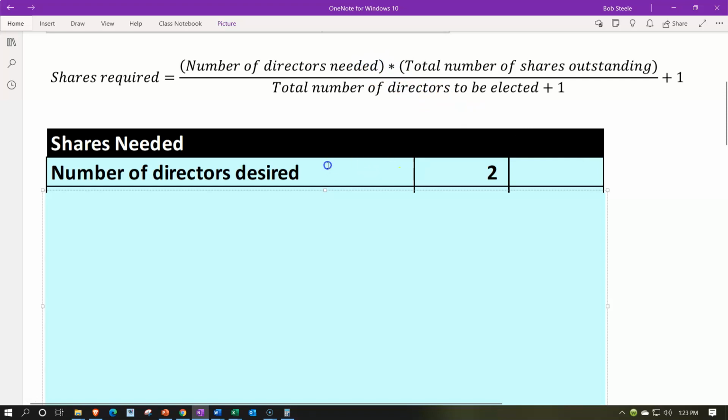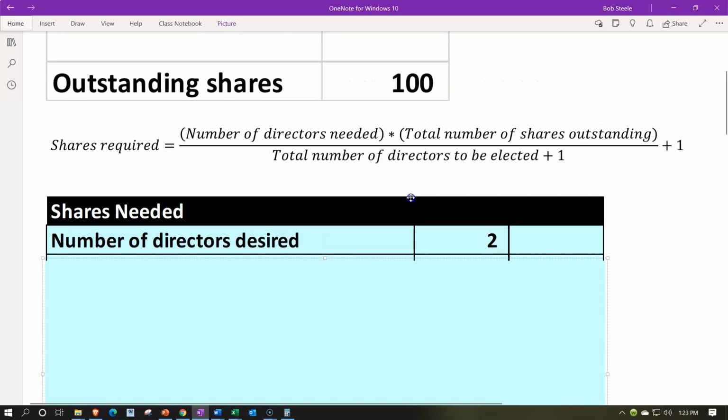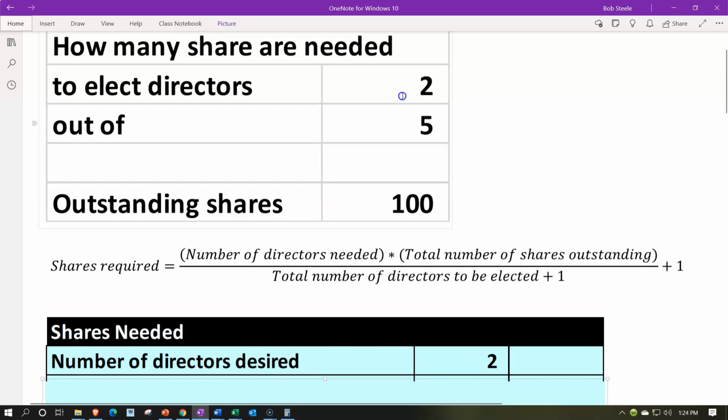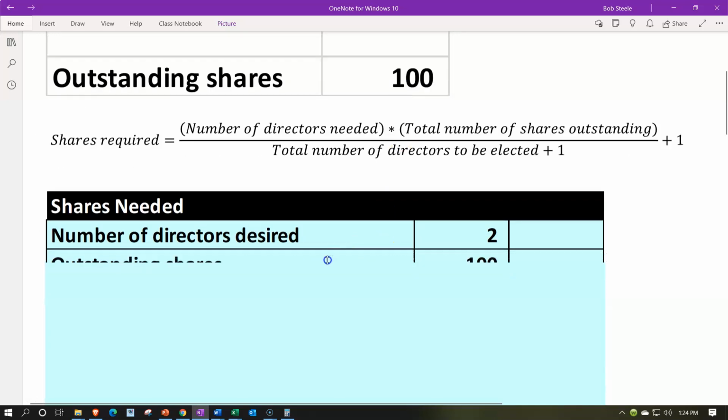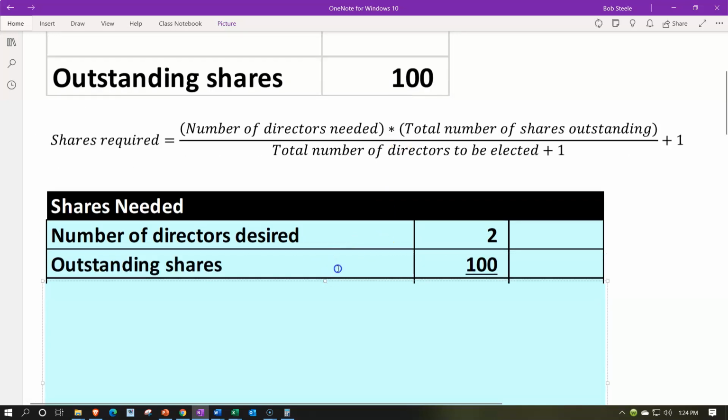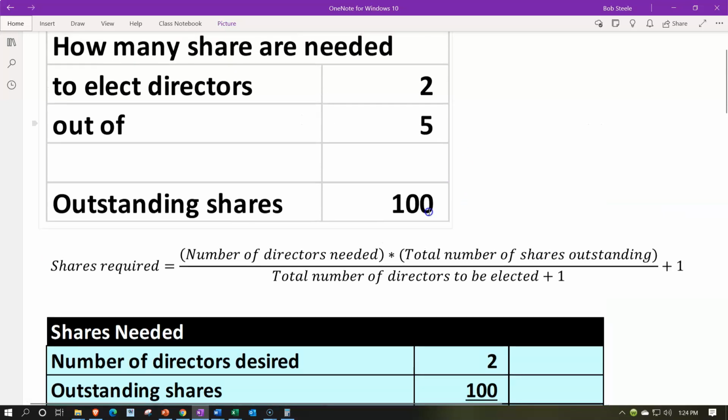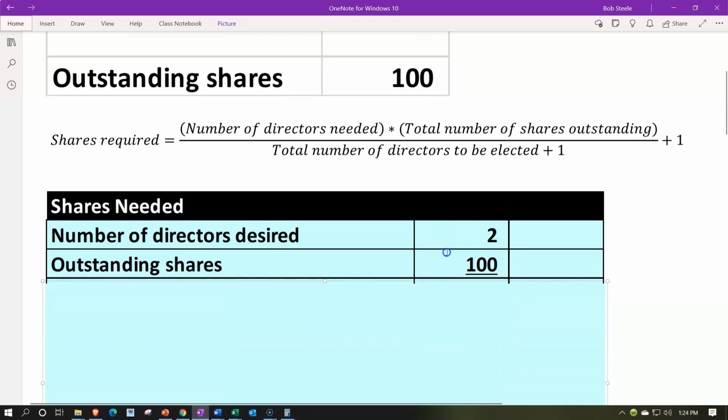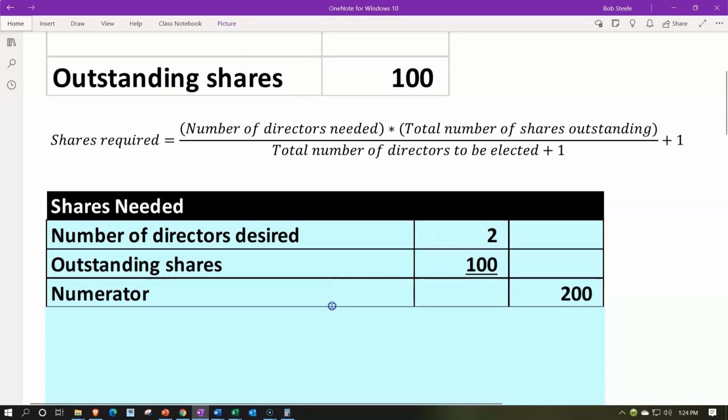So we'll start with the number of directors desired. That's going to be 2, so we want 2 of them. So that's the question: how many shares do we need in order to get 2 out of the 5? So we got 2, that's how many we want. And then we're going to multiply that times the total number of shares outstanding, which are 100. That's how many shares are out there. And so if we multiply them out, that's going to give us the numerator of our calculation, which is going to be 200.